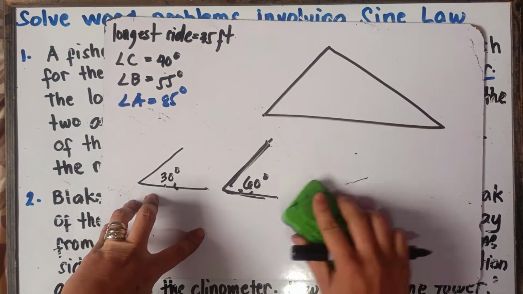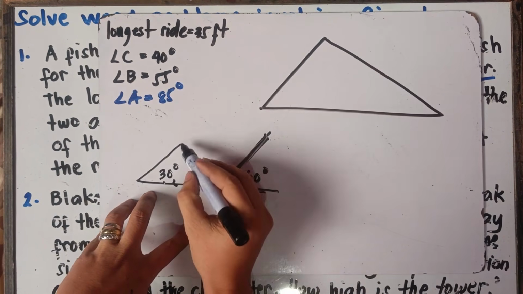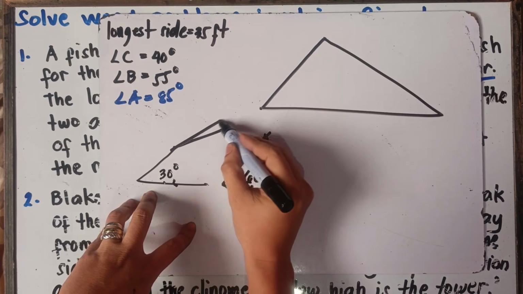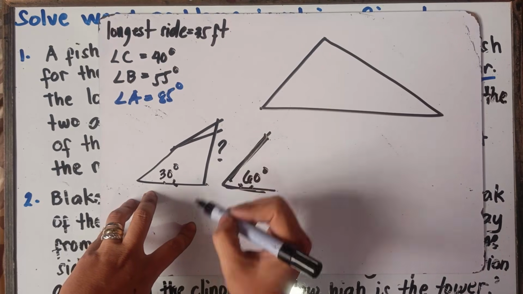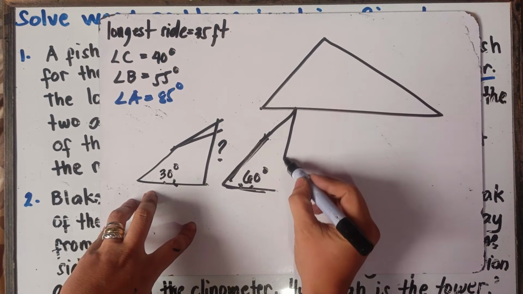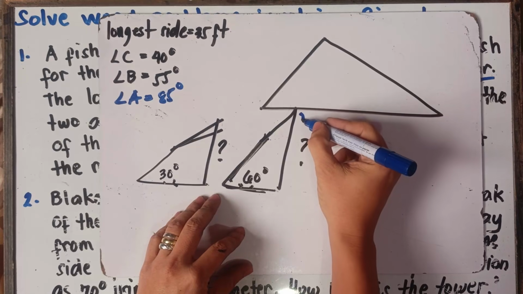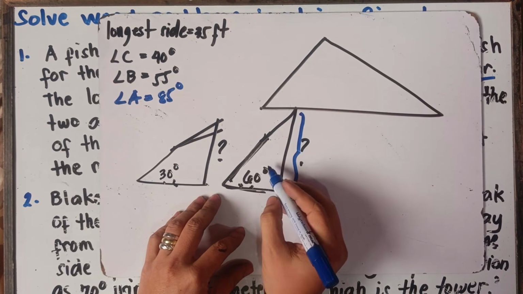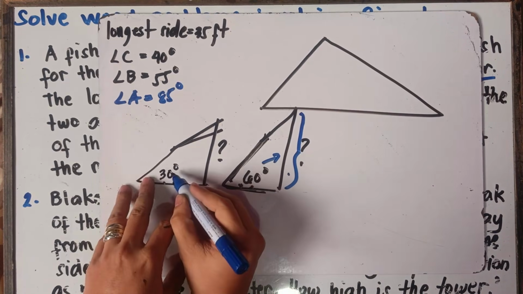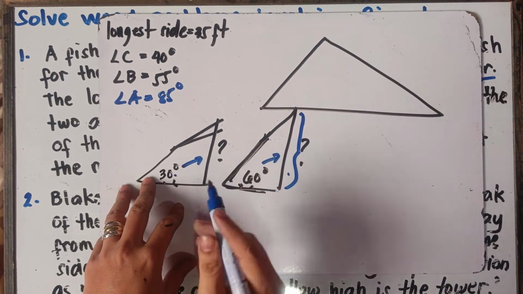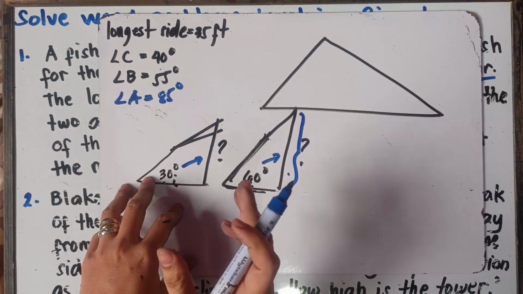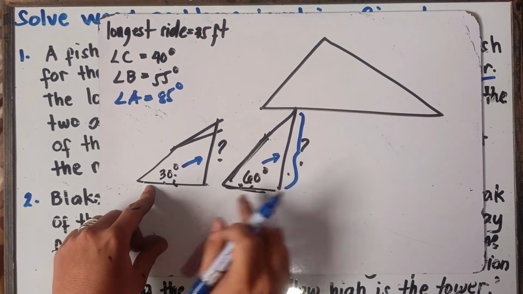Therefore, class, the opposite side of 30 degrees, if you continue this one, this is the side, right? Of course, we know that the opposite side of the 60 degrees angle is greater than the opposite side of 30 degrees. That's automatic, class. Basic example, class, with regards to the illustration.